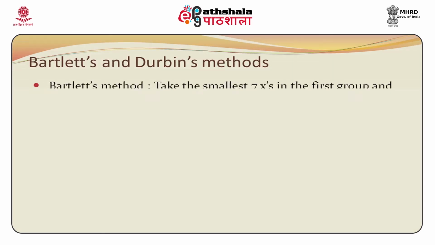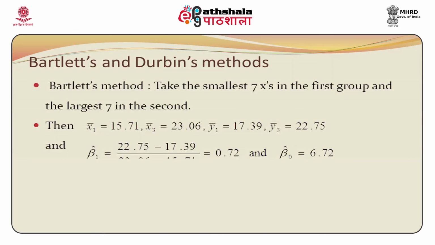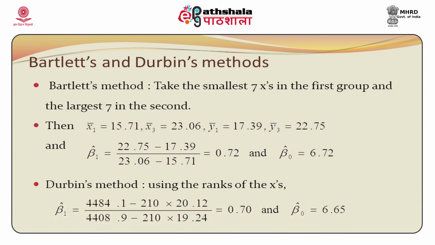Bartlett's method is similar, and in this case beta 1 hat comes out to be 0.72. If we use Durbin's method, beta 1 hat turns out to be 0.70. So, unlike what we got for the maximum likelihood estimator, in all these cases the beta hat comes out to be less than 1. So, there would be differences, but there is very little as far as the choice is concerned.